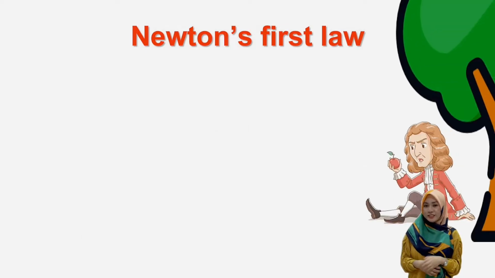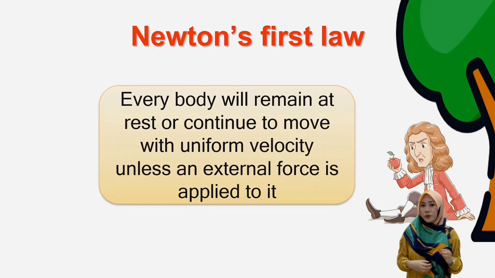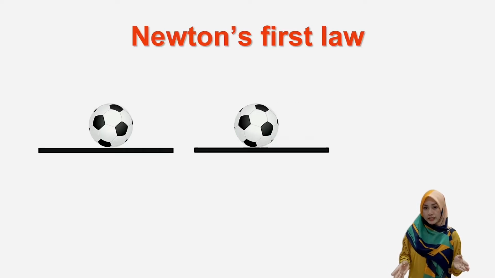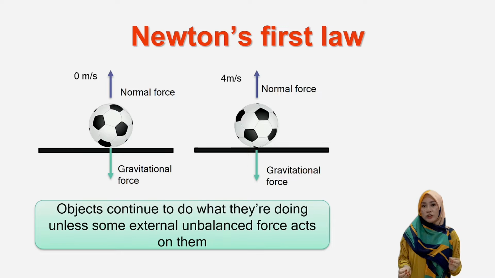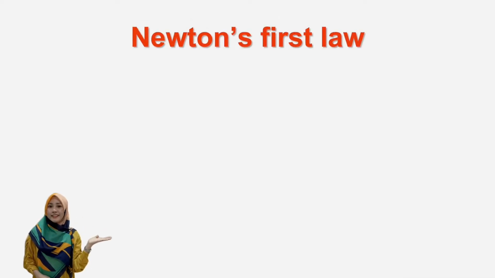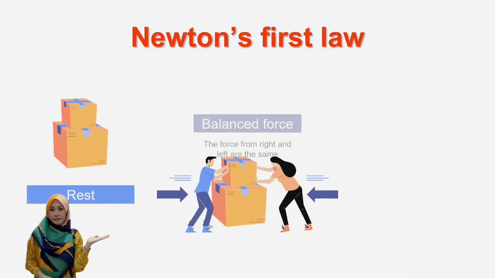Newton's first law states every body will remain at rest or continue to move with uniform velocity unless an external force is applied to it. In simple words, objects will continue to do what they are doing unless some external unbalanced force acts on them. Here is the Newton's first law infographic.